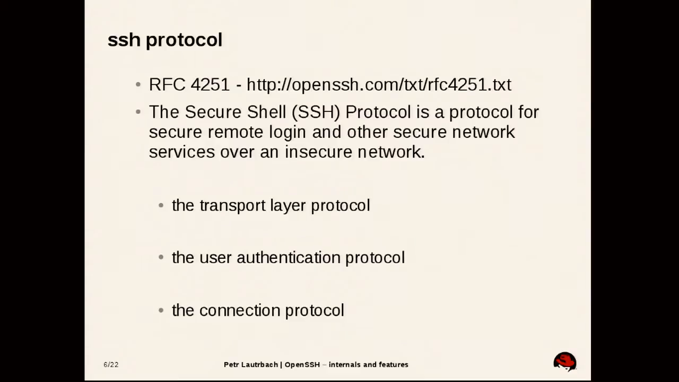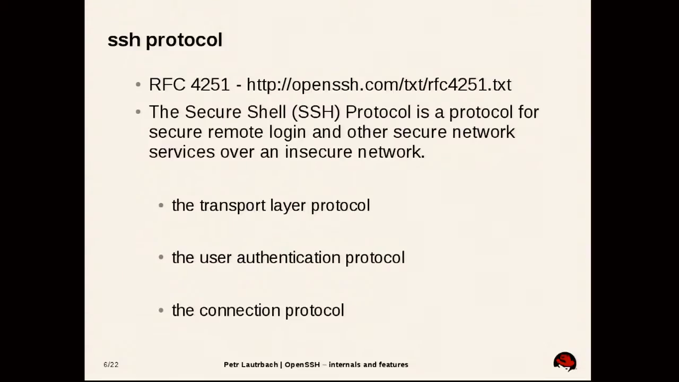There are three main parts of this protocol. First is the transport layer protocol, which provides server authentication, confidentiality, and integrity with perfect forward secrecy. The transport layer is typically run over TCP/IP on port 22, but can be used on any other reliable streams.